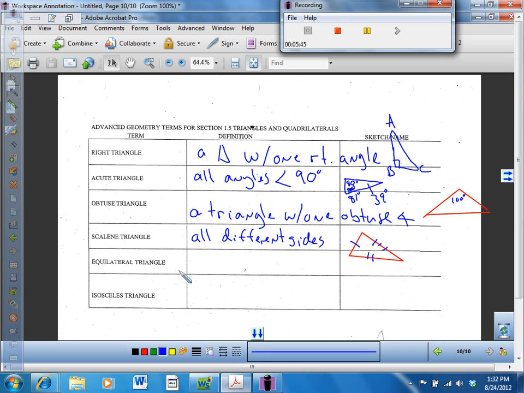Okay, equilateral triangle. Who's got that one? Yes, I gotta pick a boy this time. Harrison Abel.